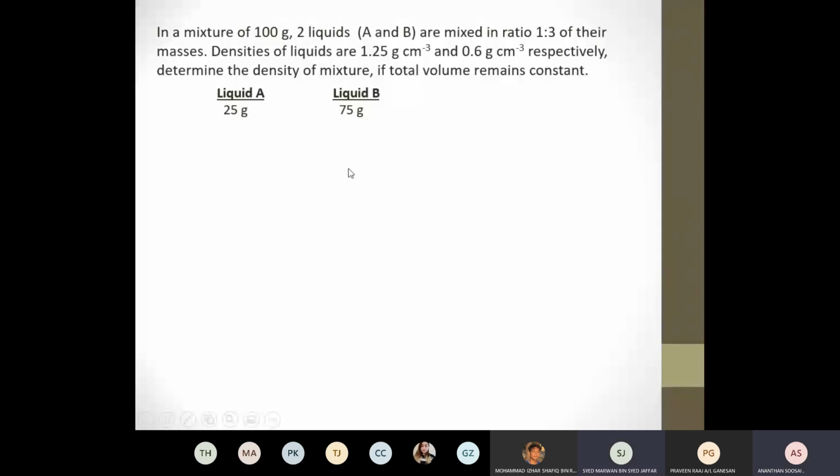We need to find total volume. How to find total volume? You need to find volume of A for 25 gram, and volume of B for 75 gram. Those two volumes added is the new volume of the mixture. So what is the volume of 25 gram of A? 20 centimeter cube, 125 centimeter cube.